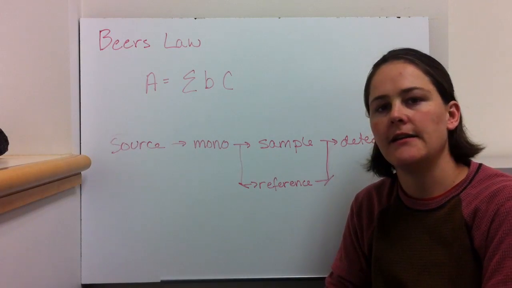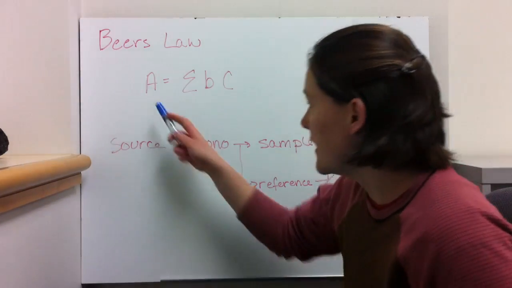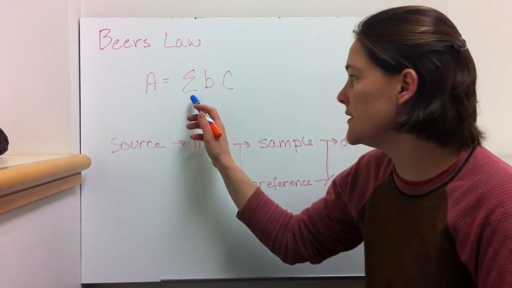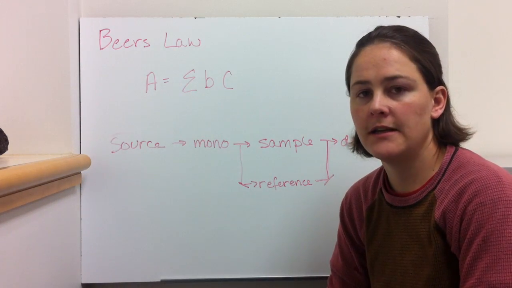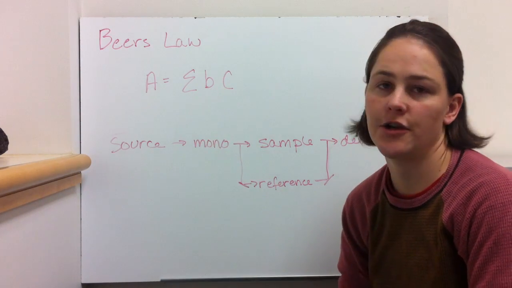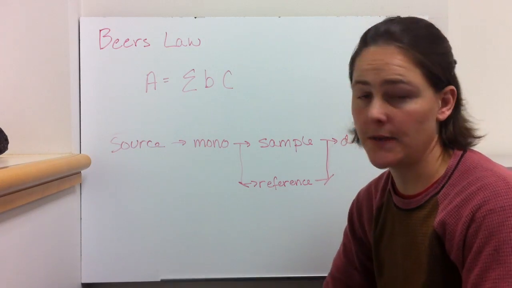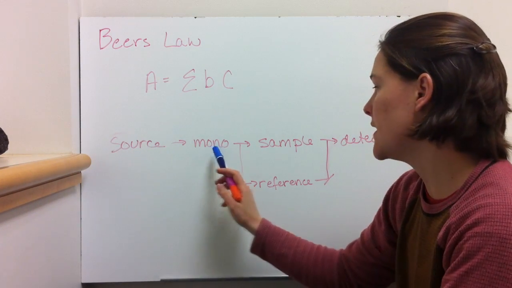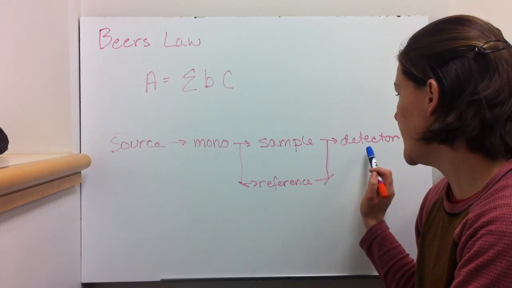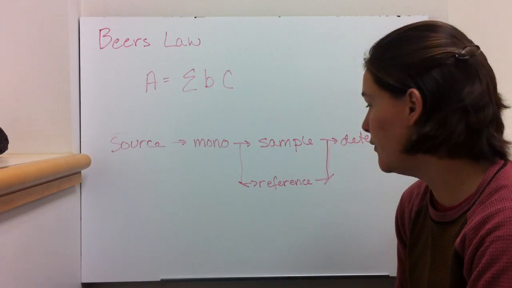Let's go into a little bit more detail about Beer's law. Beer's law: absorbance A equals the molar absorptivity times the path length times the concentration. So simple, what could go wrong, right? Well, let's consider an instrument where you have the source and a monochromator and the sample and then the detector, just like what we've talked about before.